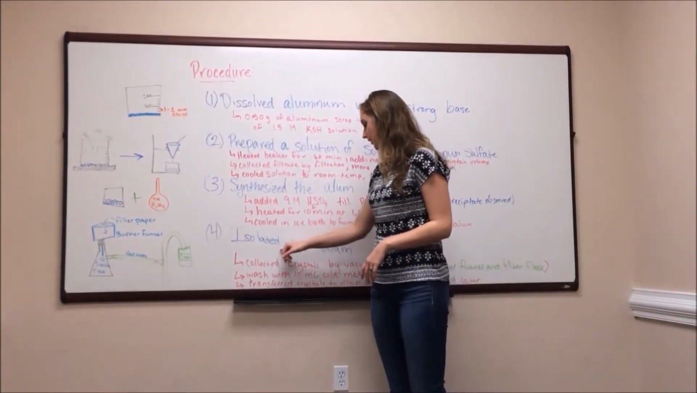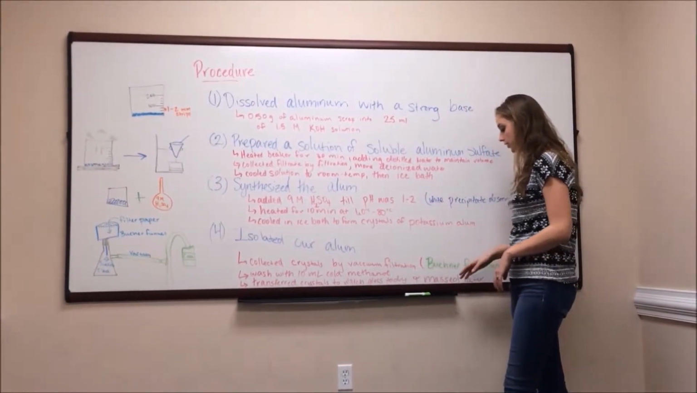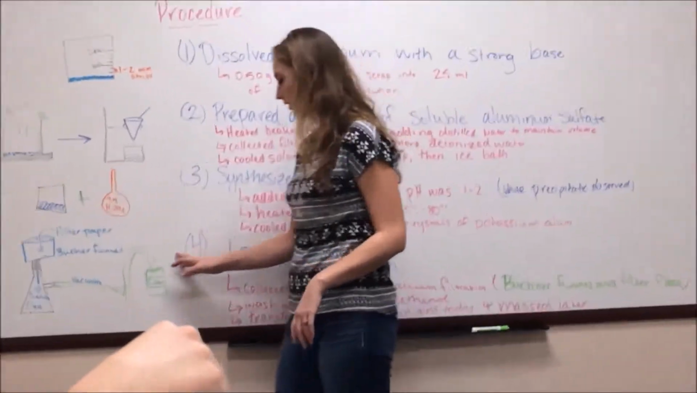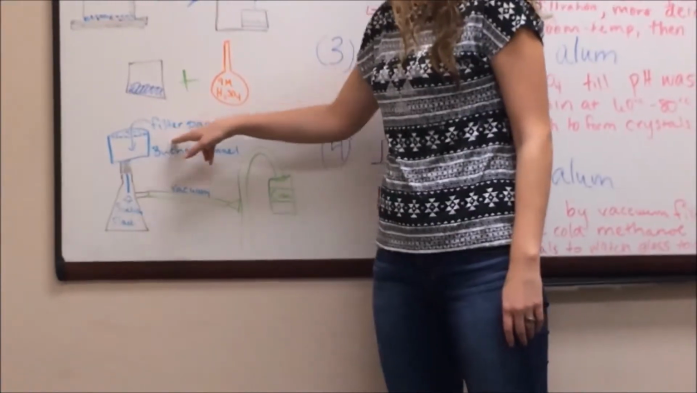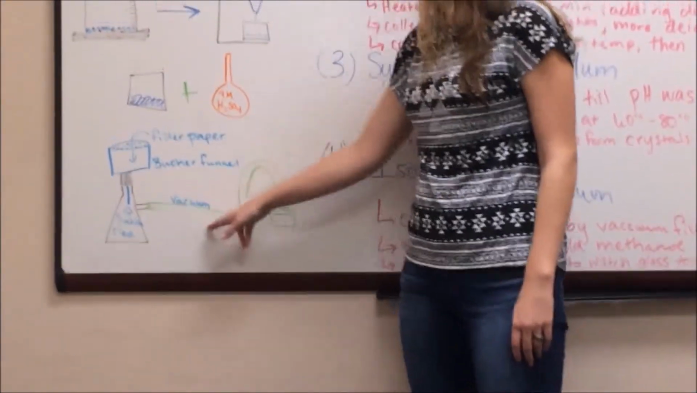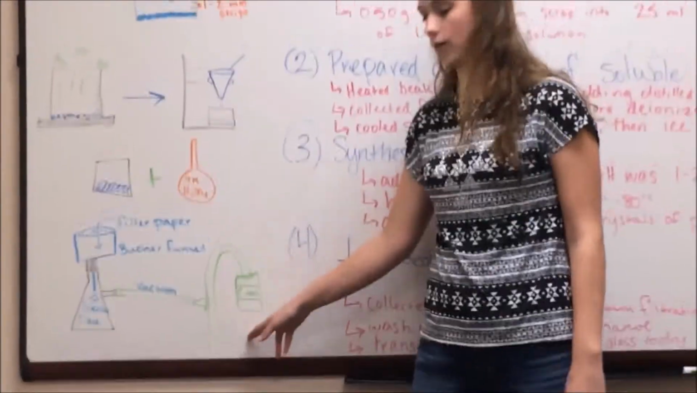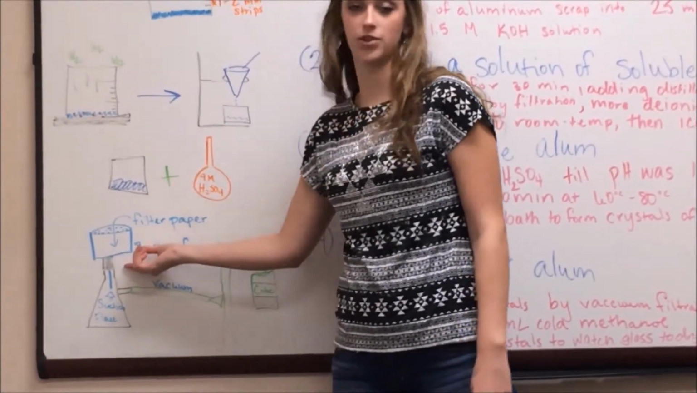For number 4, to isolate our alum, we had to collect the crystals by vacuum filtration using a Buchner funnel and filter flask, which you can see here. So we had to put our crystals in on top of the filter paper in the Buchner funnel, and we attached a hose which created the vacuum suction through our water faucet. And as it suctioned out the water, we were left with just the crystals.